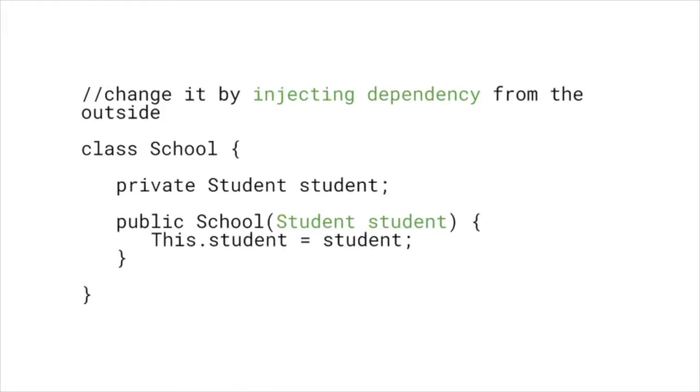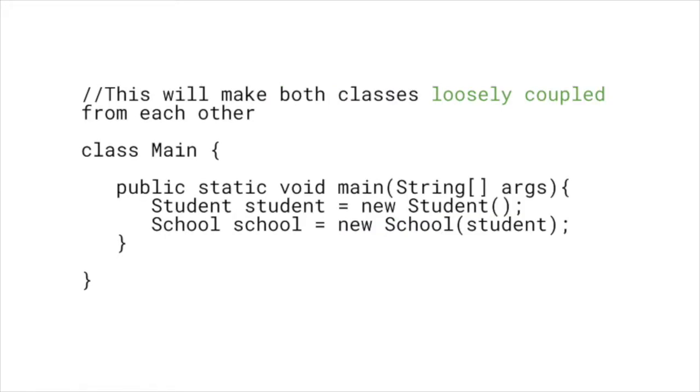Therefore, to avoid that, we change it. Instead of creating the object in the class itself, we receive that object as a parameter in the constructor once we create the object. So the Car class does not need to handle creating the object again. This means that the Gear will be injected from outside of the Car class. Therefore, this will make both classes loosely coupled to each other.